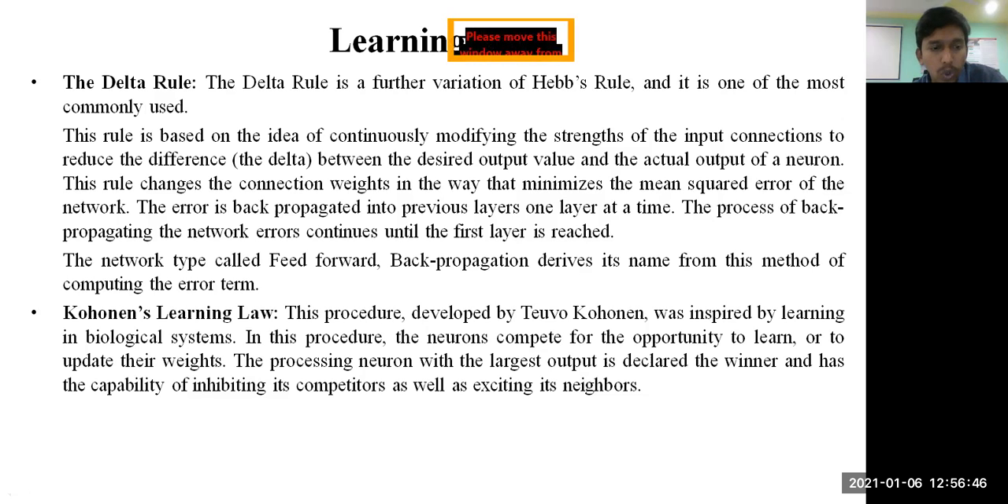The last rule is the competitive learning rule. This procedure was developed by Kohonen, inspired by biological systems. In this procedure, the neurons compete for the opportunity to learn or to update their weights. Here you have a winner and a loser among the given set of outputs. Only the winner is allowed to increase its weights, and its neighbors are also allowed to change their weights. And if it is a loser, it will not be allowed to change its weights.